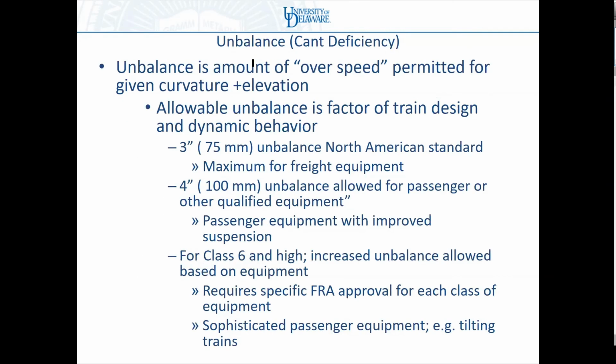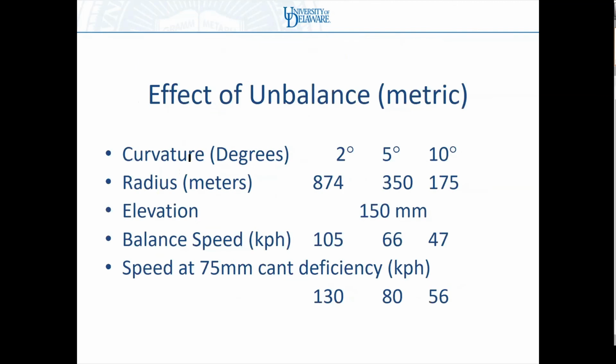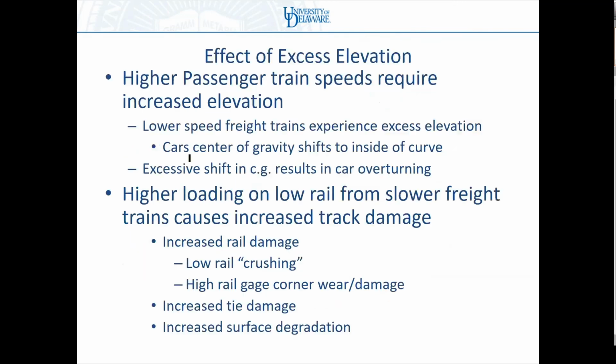We talked about unbalanced or cant deficiency, which is the amount of overspeed permitted on the curve. And the equation, if you recall, was this. We all did this. I don't think anybody had any problems when we did this in the assignment. I didn't see any issues, so we're going to go through that.